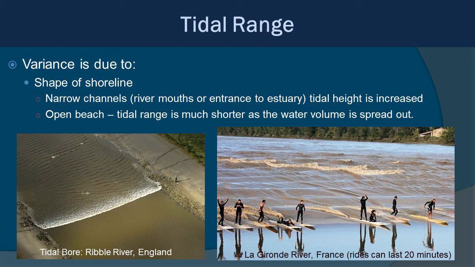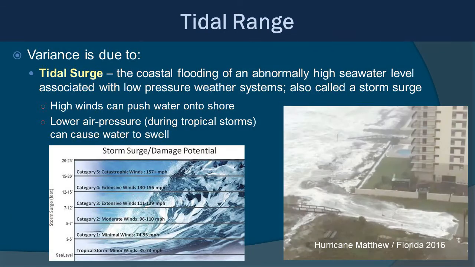Now, of course, you have to remember that outside of that narrow channel on the open beach, the tidal range is going to be much shorter as the water volume is spread out over a larger area. Next up, we have what we call a tidal surge, which is the coastal flooding of an abnormally high seawater level associated with a low pressure system, usually things like storms, hurricanes, stuff like that.